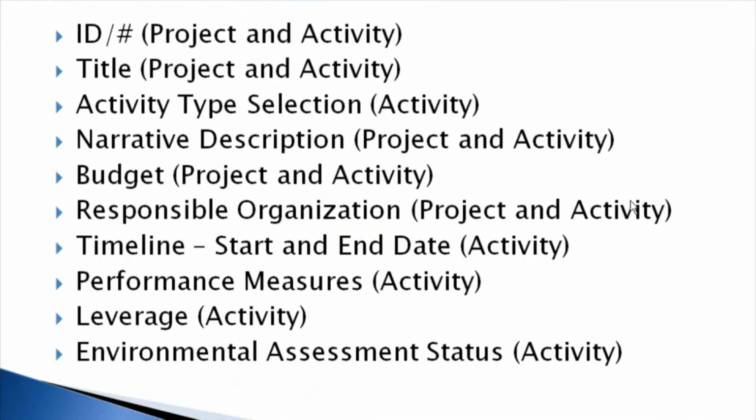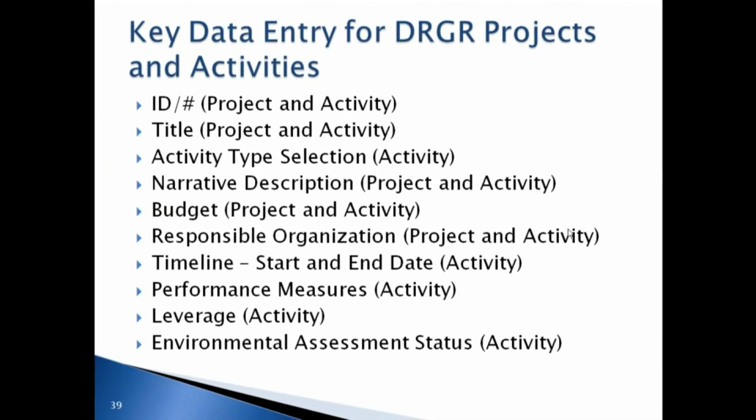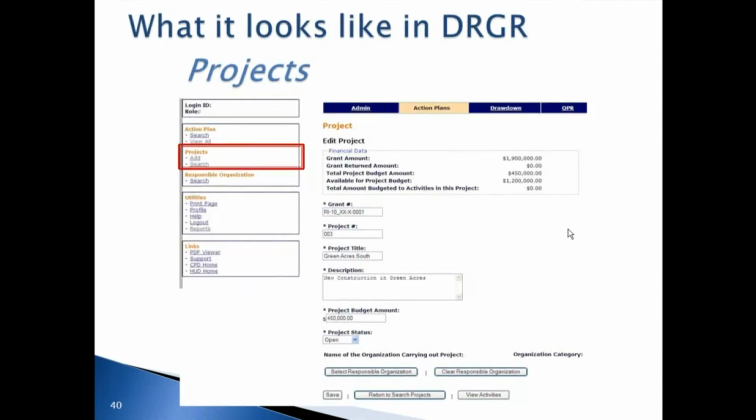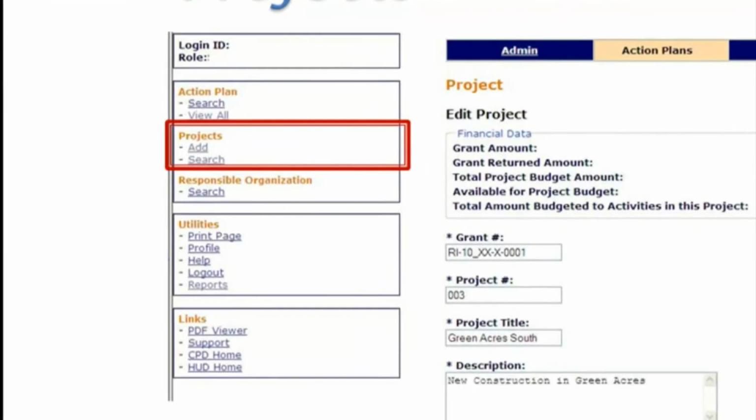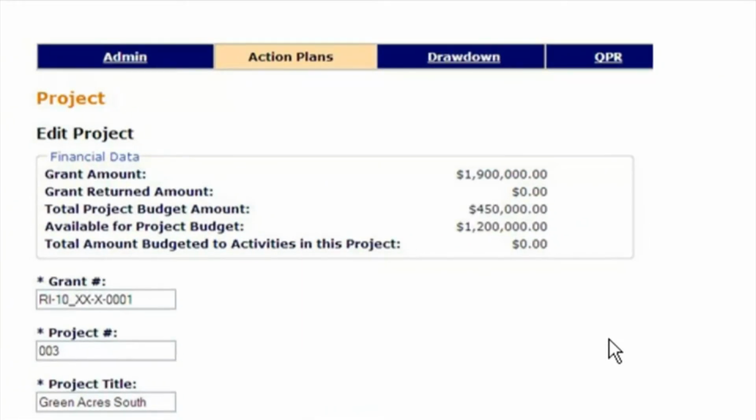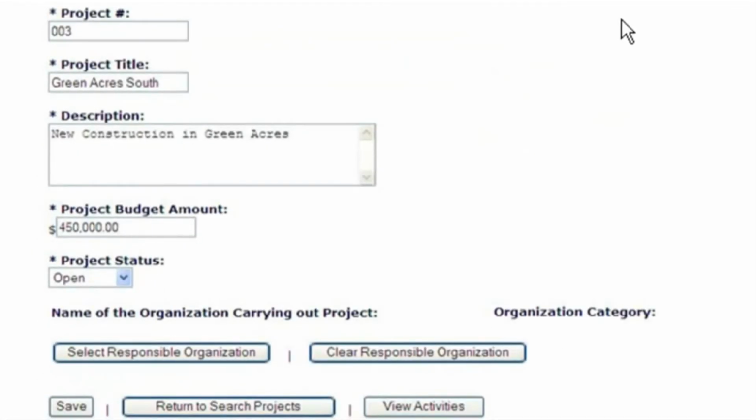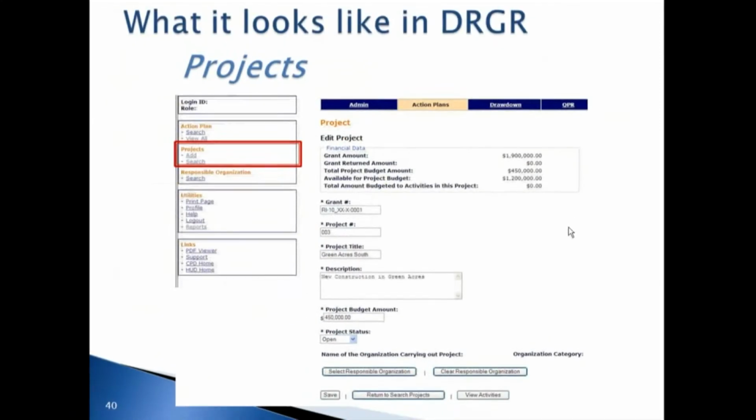The next slide, the key data entry for DRGR projects and activities. This is the words to the actual slide that you previously saw. As I discussed, ID number, which is for project and activity. The title is for project and activity. The next slide is what it looks like in DRGR projects. If you look to your left, we've highlighted the project box. And then to your right, you have the financial information concerning a project. It is important to put a description of the project.